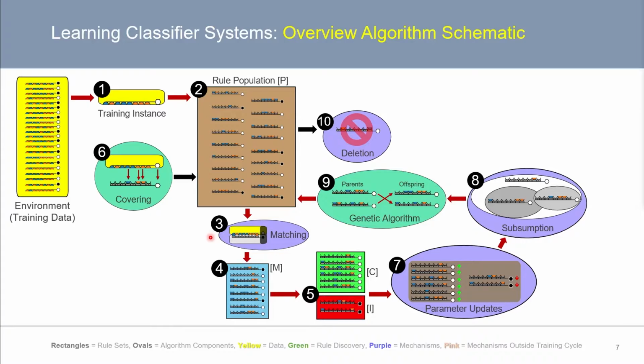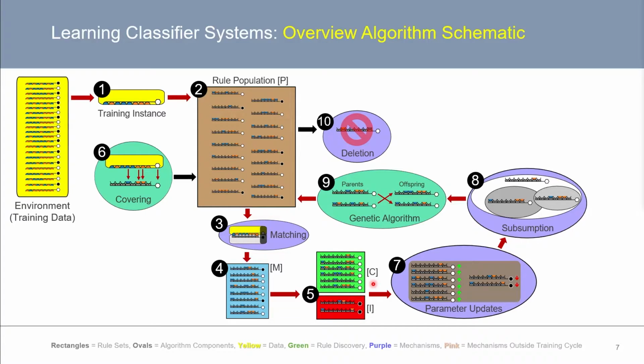Step 3 is matching, where we identify any rules in the current population that have a condition, in other words, the if part of the rule, that is satisfied by the values of the current training instance. In step 4, this subset of matching rules forms what we call the match set, or set M. In step 5, we separate our match set into rules that predicted the correct class of the current training instance from those that are making an incorrect classification, putting rules into either set C or set I respectively.